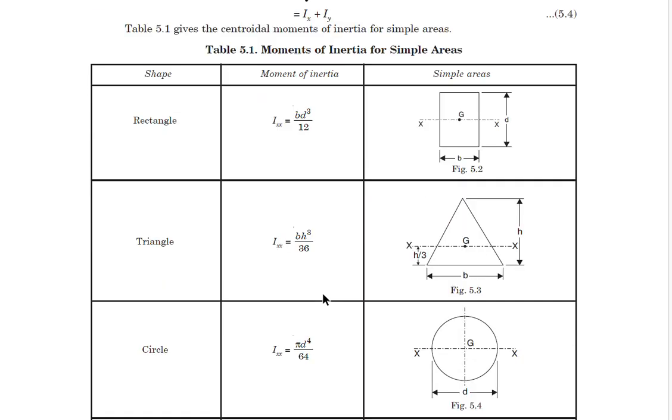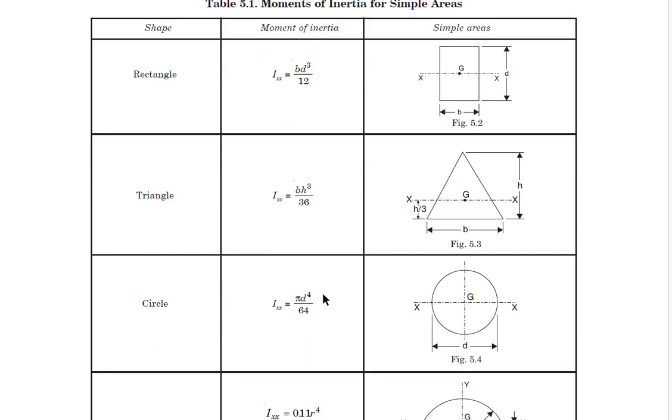Now, table 5.1 is very important because it provides you commonly used sections. Because later on in your courses on strength of materials and other courses, the moment of inertia of these sections will be used frequently. So it is a good idea to remember at least some of the very commonly used sections and their moments of inertia.